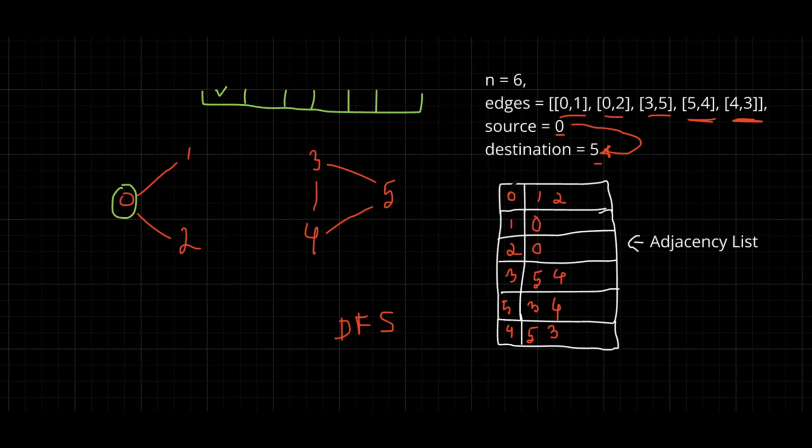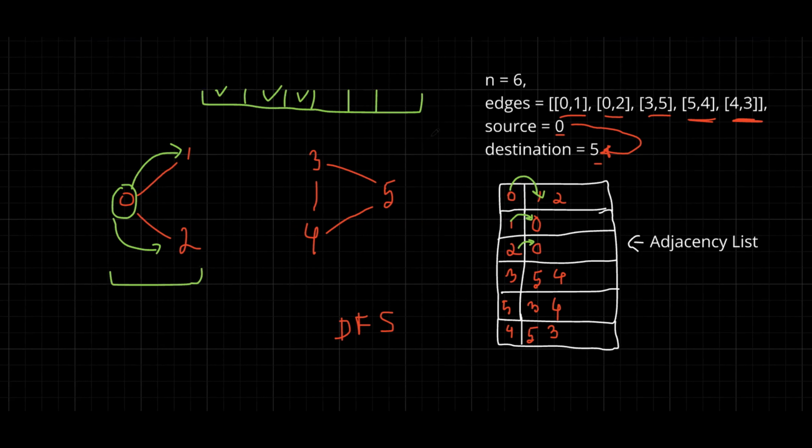And from 0, we can go to 1. So we are at this position 1. So make 1 visited. Now from 1, we can go to 0, but 0 is already visited here. So from 0, we can go to 2. So make 2 visited. Now from 2, we can go to 0, but 0 is already visited here. So our DFS has stopped here.